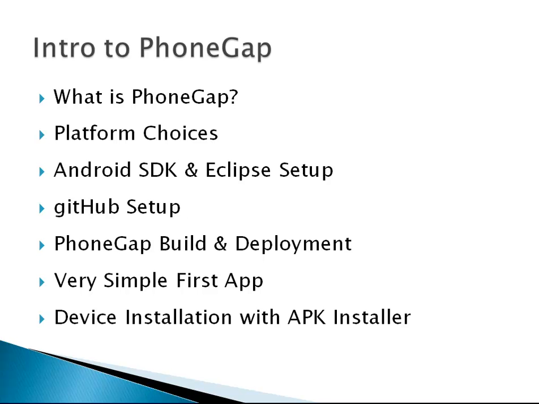Chapter 2 was a big chapter. We learned all about PhoneGap and what it is. We learned the platform choices, platforms we can develop for, which is basically all of them. We looked at the older way of developing an Android app with PhoneGap, with the Android SDK and the Eclipse plugin. And then we looked at PhoneGap Build, which is the much easier way to build and deploy a PhoneGap application. And of course we set up GitHub so we could push our repository right to PhoneGap Build.